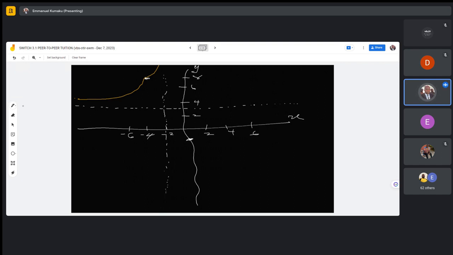So it means our curve will pass here, pass through here, like that to infinity.